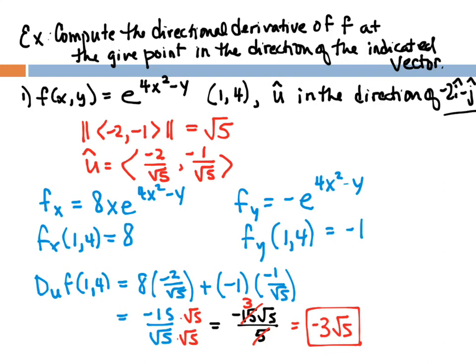So I waited till the very end to rationalize instead of messing with the rational. It would be more messy in the middle to keep it going, so I just waited till the end to do it. Okay. Any questions on that?